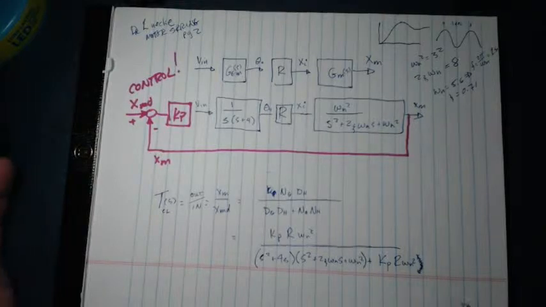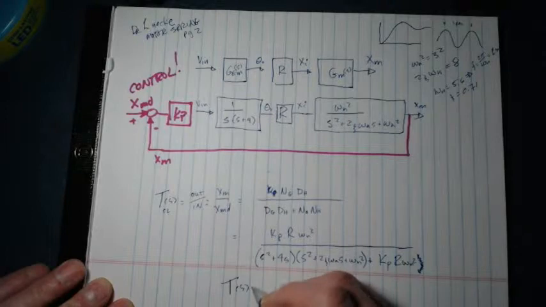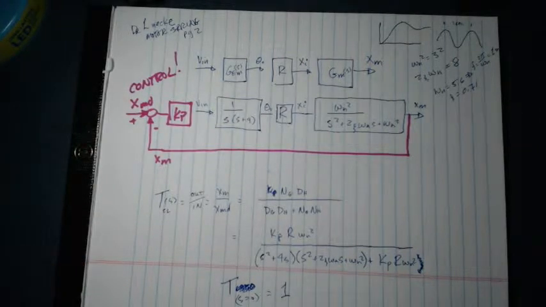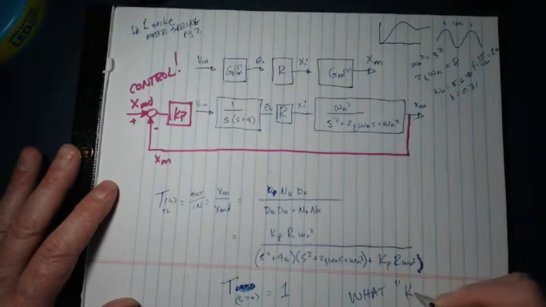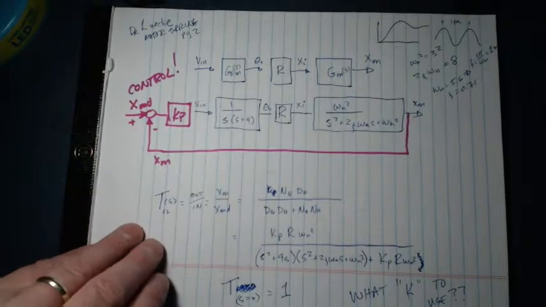One of the things that I'm going to look at right away is the steady state gain. In this particular case, S equals 0 gives me 1. So this will be a good control system. I just have to figure out what gain K to use. All right, so let's go ahead and figure that out.